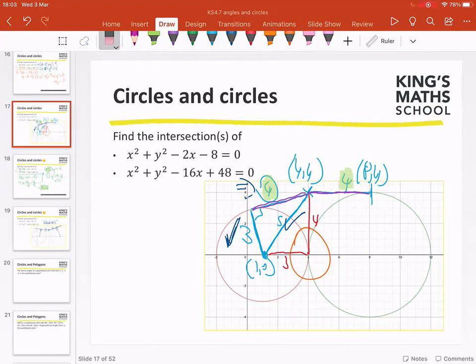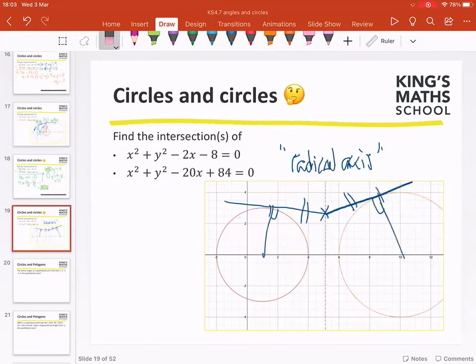Yes, so you're right, Nicolo. The common tangent is the radical axis. If there is a common tangent, it will be the radical axis. If there's not a common tangent, it might be a common chord. But where it's really interesting is that it's the common neither, and yet it's still the radical axis.